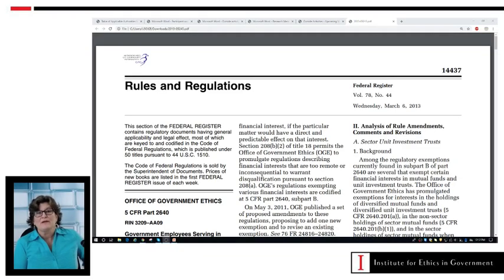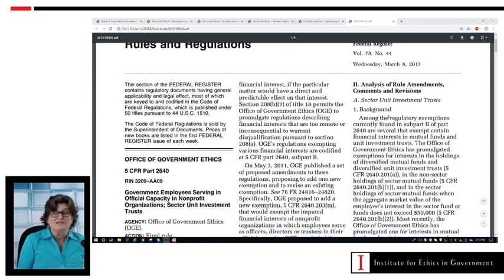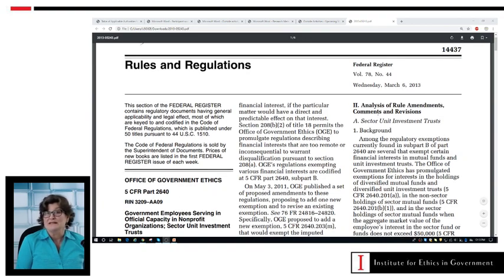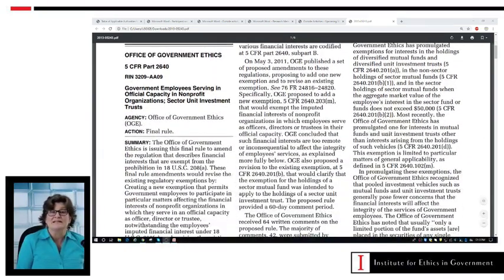Mm-hmm. And so, to the extent that the government has recognized that this level of participation is often very much in the government's interest, back in 2013, the Office of Government Ethics issued a final rule where, for purposes of 18 U.S.C. Section 208, we codified a new exemption from the 208 conflict of interest provisions in Part 2640 of 5 CFR. And this was for service in an official capacity for nonprofit organizations.